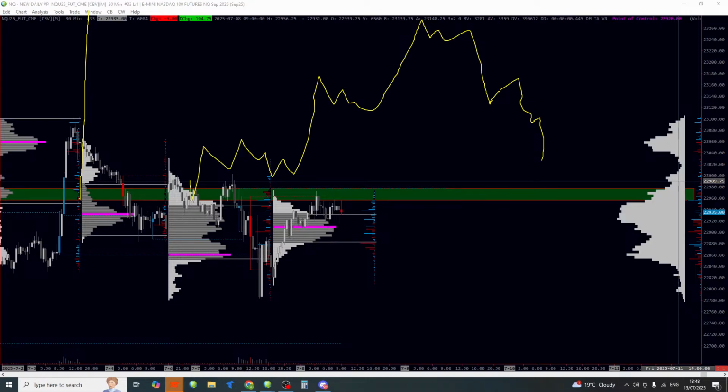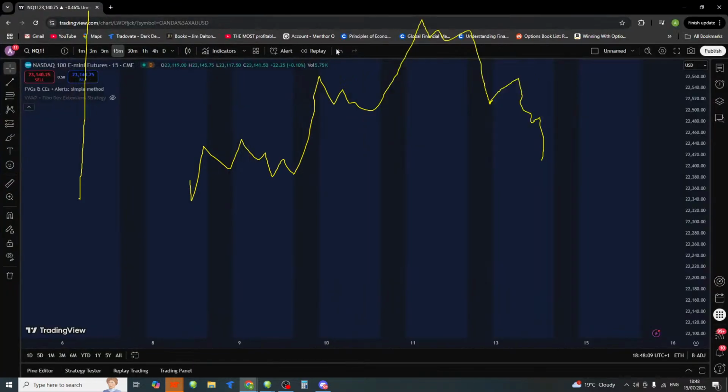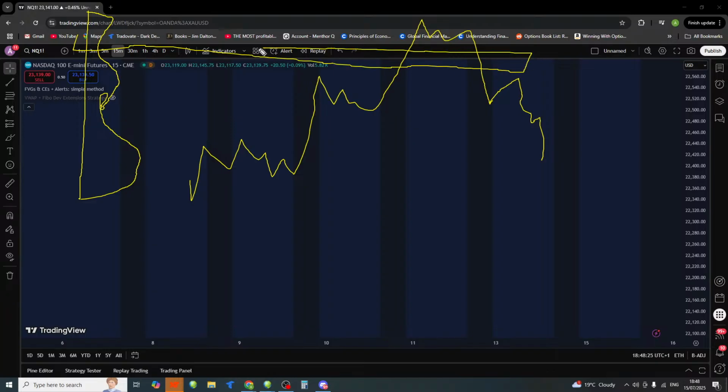Let me just do this on a blank canvas, right? So if I was to draw a volume profile like this, it would look something like this. You'd have a high volume area, some low volume, some high volume here, and then some low volume here and high volume here. So these are your edges of balance, right?